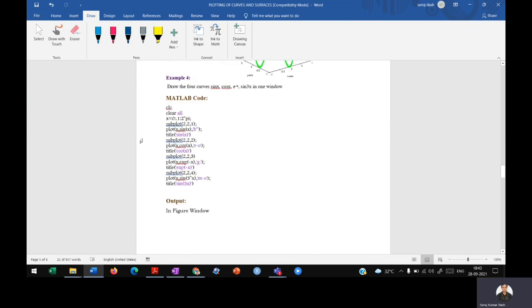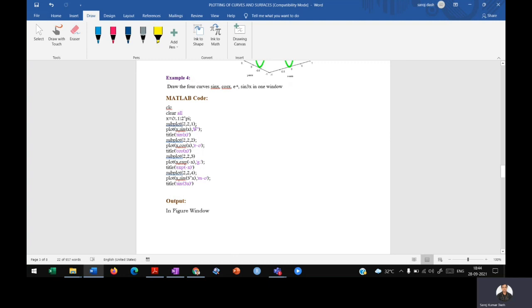The first 2 lines you know very well. Then we generated the points for x. This is also an important command to generate x points. See how we write 0 colon 0.1 colon 2 pi. It will read this as 0 to 2 pi with an increment of 0.1. Whatever you put in the middle is the increment, like an arithmetic progression. So it will generate the points between 0 to 2 pi with increment 0.1. Then we used the subplot command 2, 2, 1.